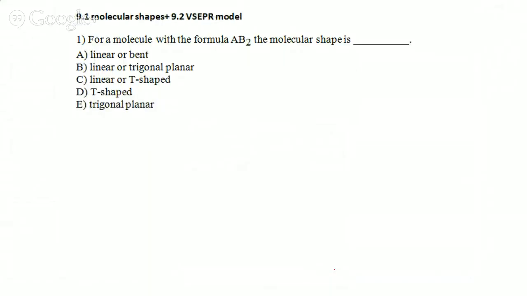Mr. Johnny here, looking at 9.1 and 9.2 problems. It has to do with molecular shapes and the valence shell electron pair repulsion model. All right, so number one, for a molecule with the formula AB2, the molecular shape can be what?